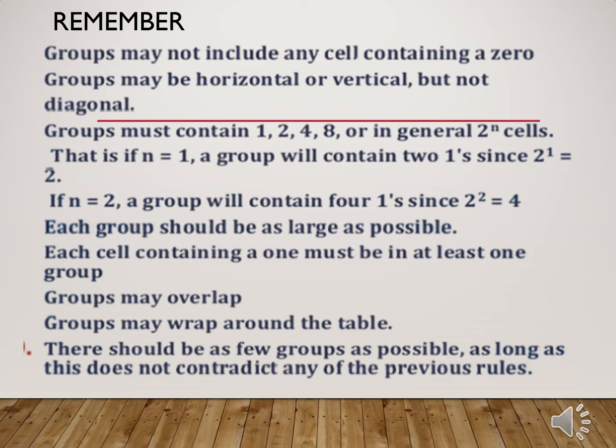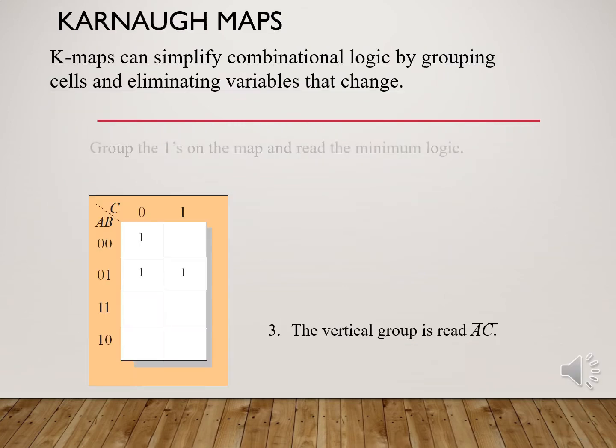Each group should be as large as possible and each cell containing a 1 must be in at least one group. Groups may overlap. Groups may wrap around the table. There should be as few groups as possible, as long as this does not contradict any of the previous rules.